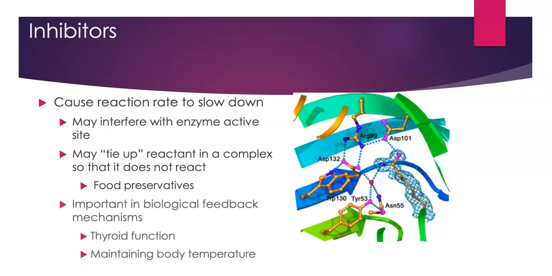They're also really important in biological feedback mechanisms, like your thyroid function. You need to make those thyroid hormones to keep your metabolism going. Oh, no, you've got plenty. You need to stop it. Inhibitors play a part in that, and also in the whole process of maintaining body temperature. So these feedback loops are really important, and they involve inhibitors. But what I want you to know is that they cause reaction rates to slow down.